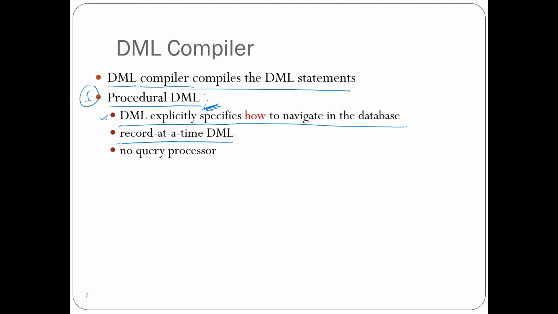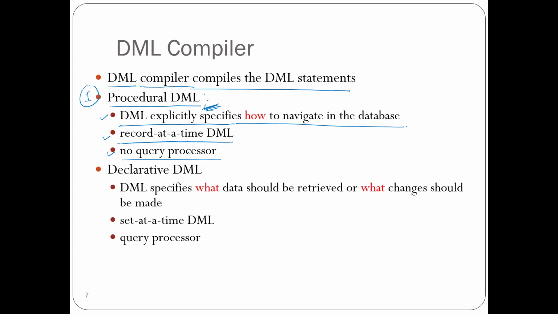In fact, the first bullet that we have here is also a bottleneck, because you need to explicitly provide the details of navigation to the data in the database, and then it is going to be one record at a time. And the final thing is that we don't need any query processor for procedural DML. Why don't we need that? Because we are taking responsibility for the navigational details, therefore the query processor is not required here.